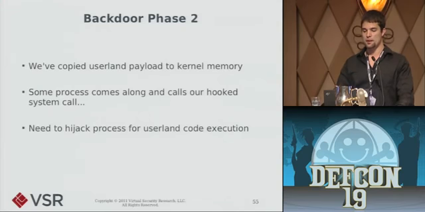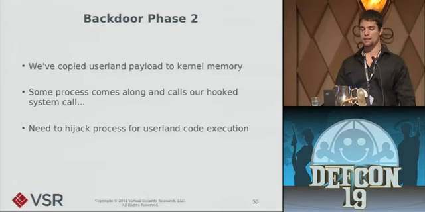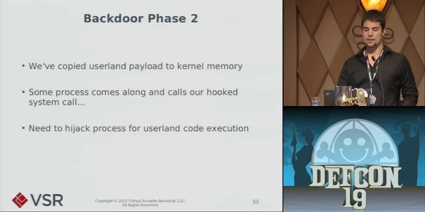So now we want to move on to phase 2. What we've done is we've copied our userland payload that we want to execute eventually into kernel memory. And some process comes along and is going to call the system call that we chose to hook. And what we need to do now is hijack that process to execute our userland code.